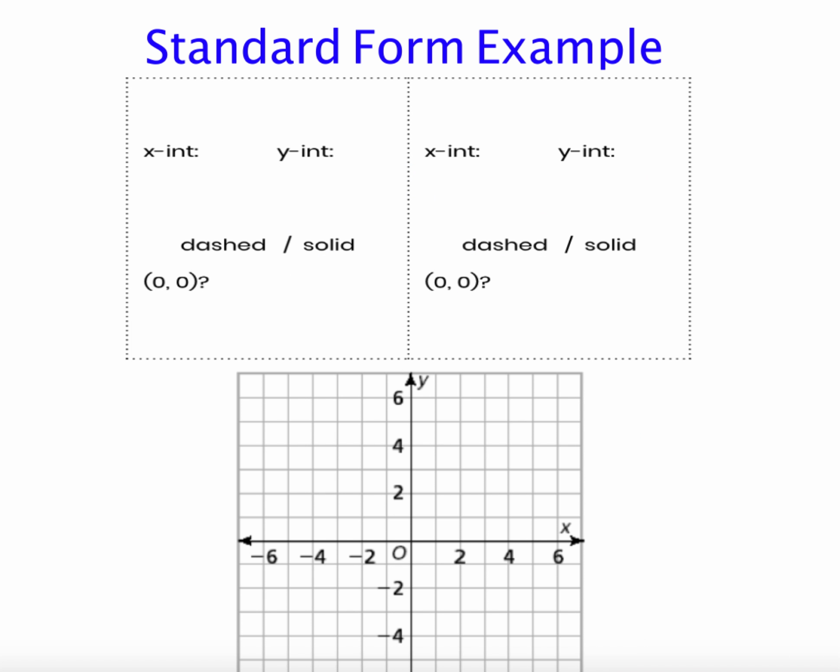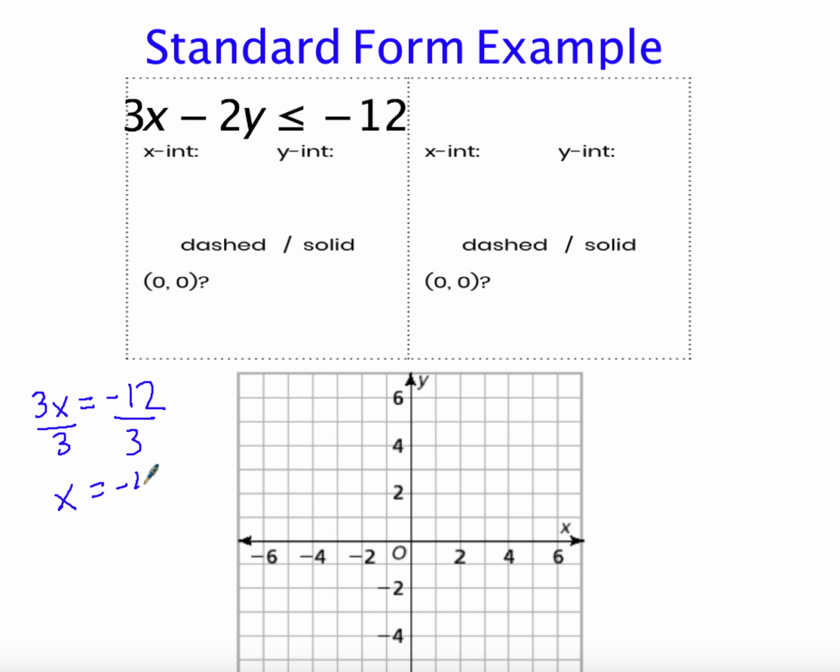Moving along to your standard form example. Let's consider this inequality. 3x minus 2y is less than or equal to -12. So write that on your paper. When we are finding the x-intercept, we let y equal 0. And the equation that we solve is 3x equals -12. So this whole term disappears since y equals 0. We solve for x and we get x equals -4, meaning my x-intercept is x equal to -4, y equal to 0.